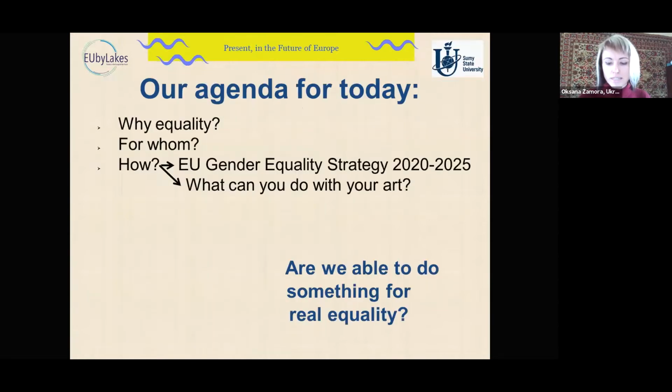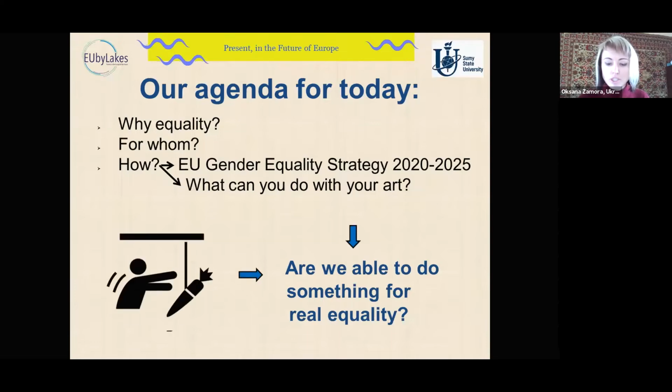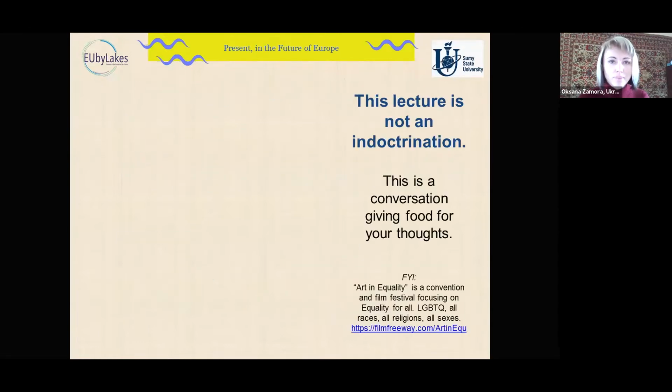So our agenda today includes a discussion of why, for whom, and how equality is implemented, with a special focus on understanding the European Union gender equality strategy, and especially what each of you can do in the gender equality field with your art. So if we can do something with it.